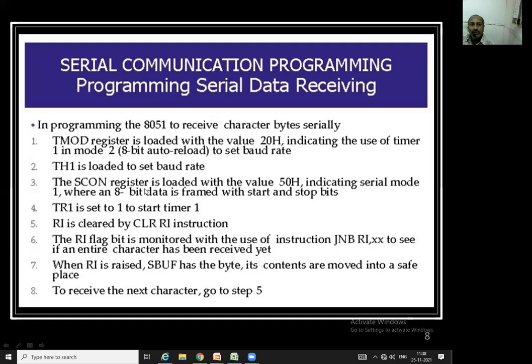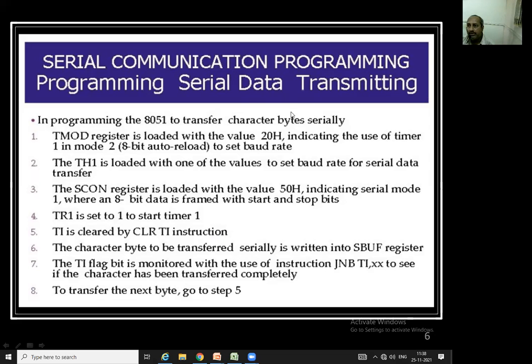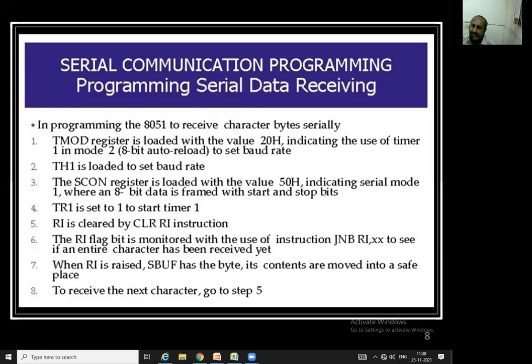So these are the steps while data receiving. अर्लियर वी हॅव सीन फॉर द डेटा ट्रान्समिशन. ट्रान्समिट करताना काय काय सेट करावं लागतं, तसेच रिसेप्शनला पण सेमच आहे, फक्त एक स्टेप ही वेगळी, म्हणजे इन्स्ट्रक्शन वेगळी आहे. TI च्या ऐवजी RI, TI च्या ऐवजी RI, that is receive interrupt flag. So that is going to decide for the reception.